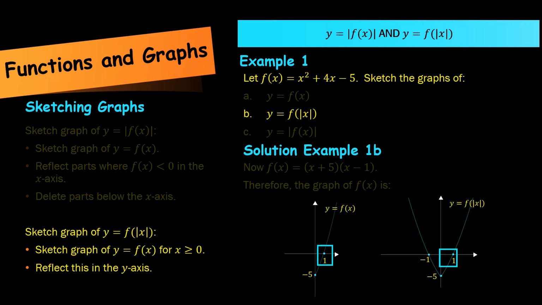Here's the point 1, 0, and here's the point 0, minus 5. These both remain as they are. In the reflected part of the graph, we have this additional point that you can see here, minus 1, 0. This is a reflection of 1, 0.